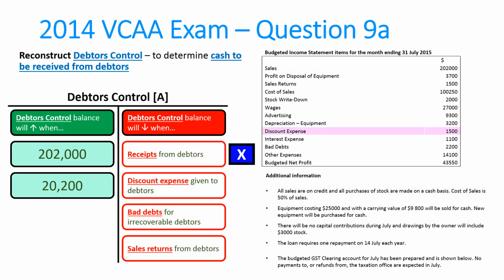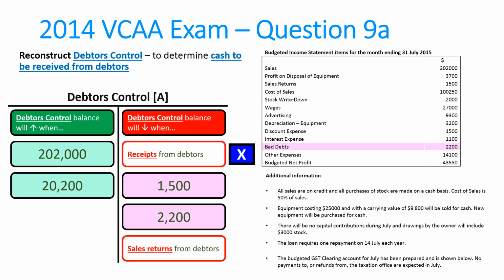So we don't know what receipts from debtors will be, but we are told the discount expense is 1,500. Are there any bad debts? There are. It says bad debts will be 2,200. And lastly, we've got a sales return of 1,500. However, we'll need to add GST to that, because a debtor not only gets refunded for the sale, they get refunded for the GST. So that'll be 1,650.